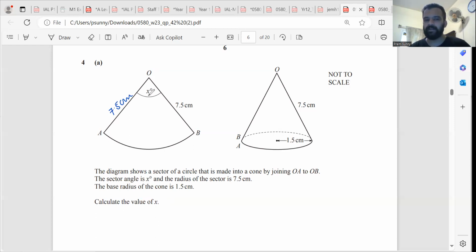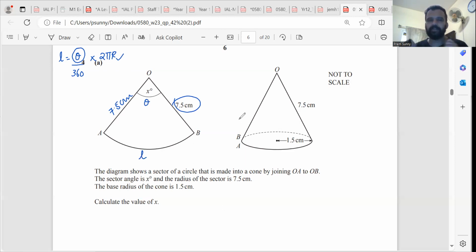So we have studied about sector here. To find out the sector angle, we know the formula here. Arc length, let's take it as L here. We know the formula arc length is equals to theta divided by 360 into 2 pi r, where theta is the angle at the center or the sector angle. In this case, radius is already given as 7.5. Theta is what we need to find out. So L, the arc length, is missing.